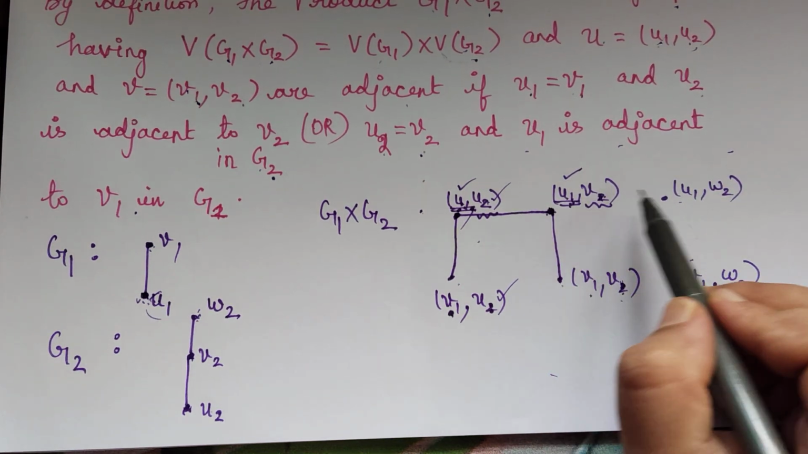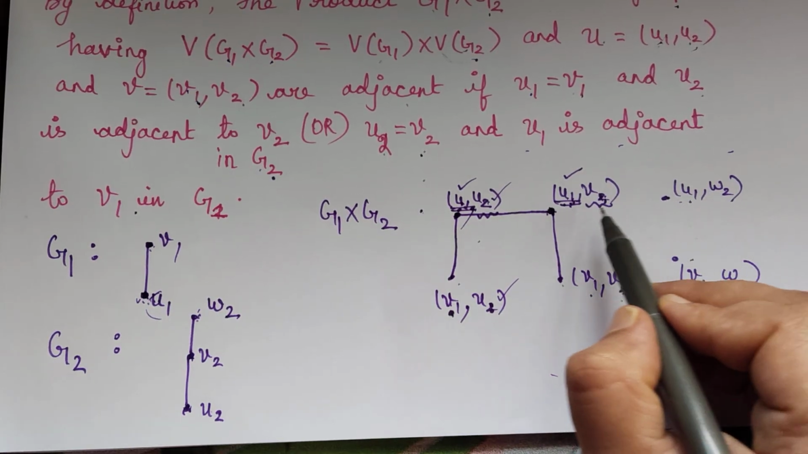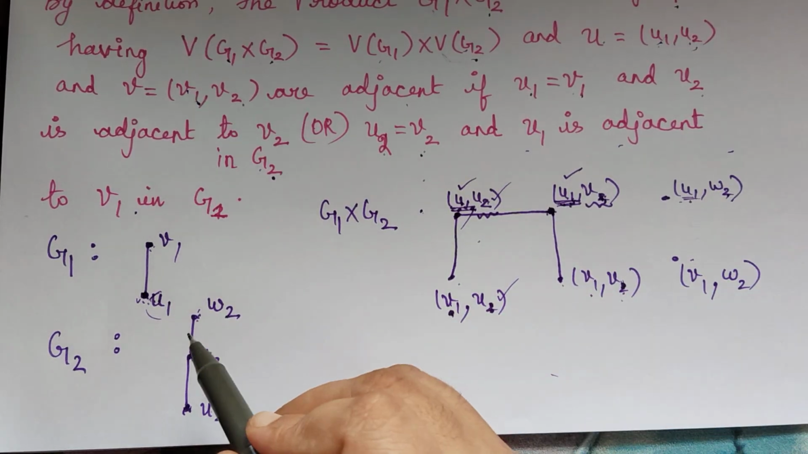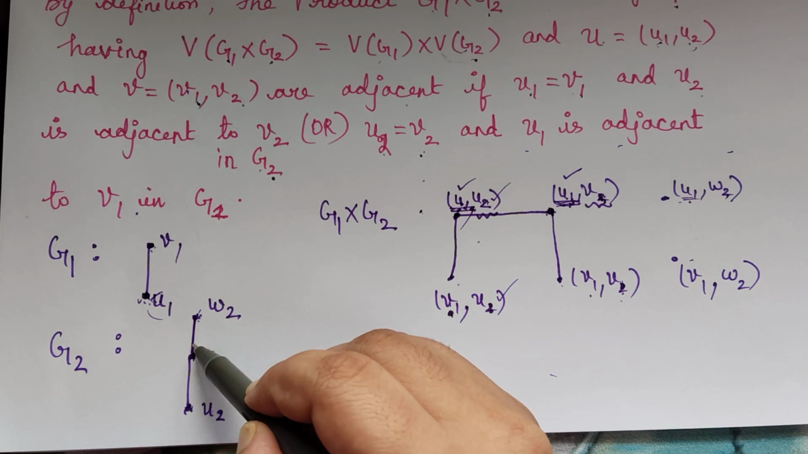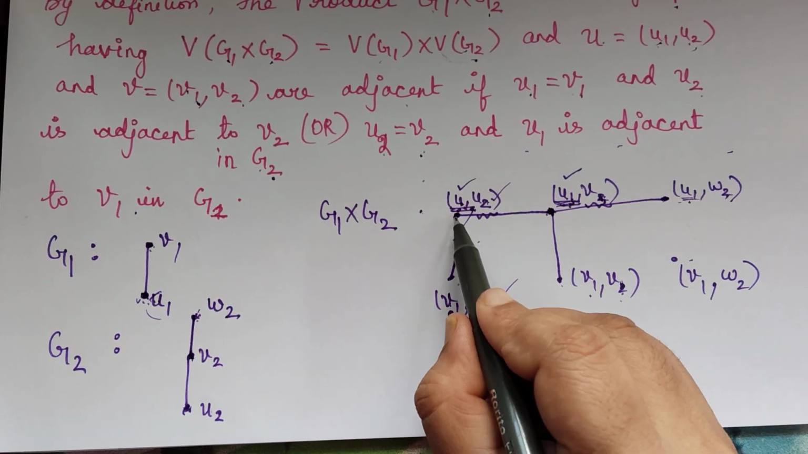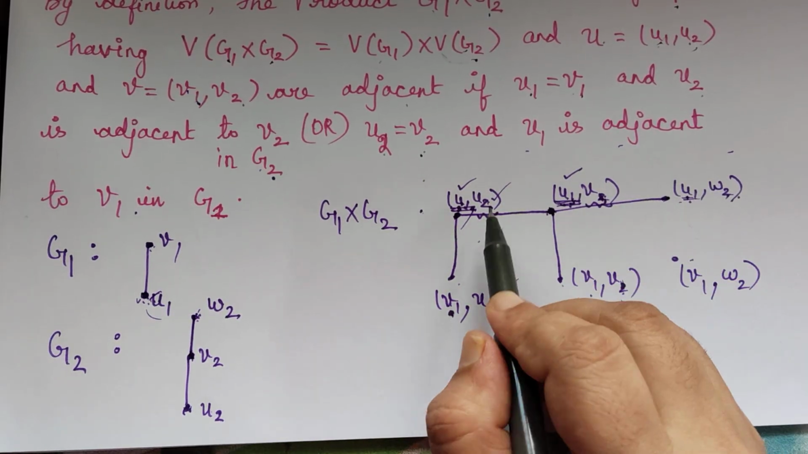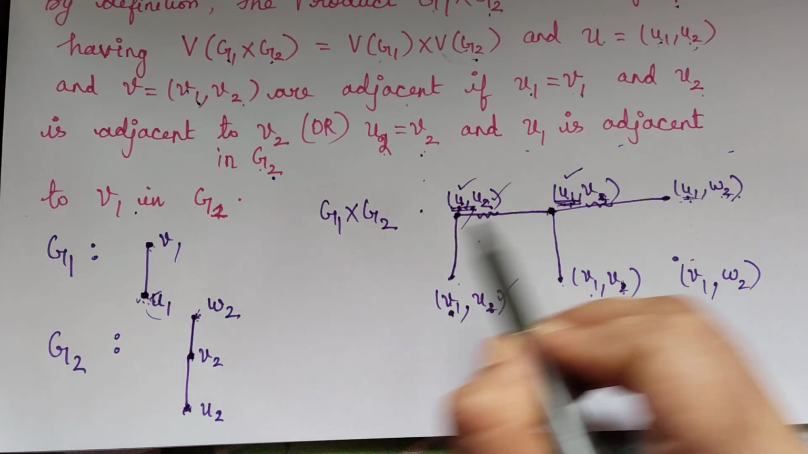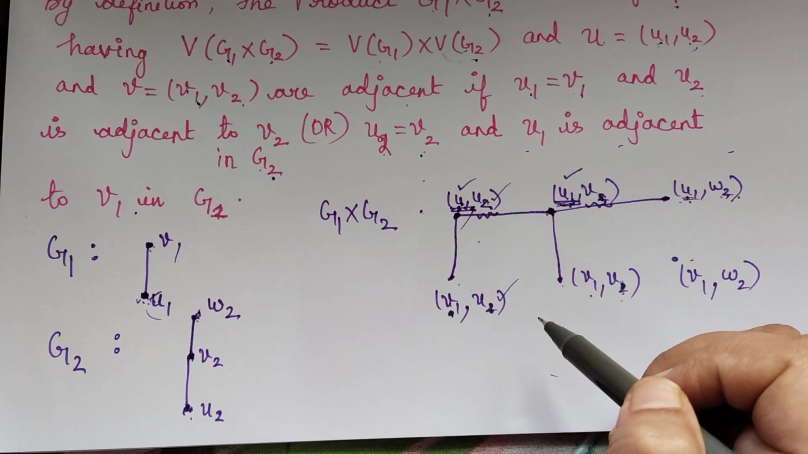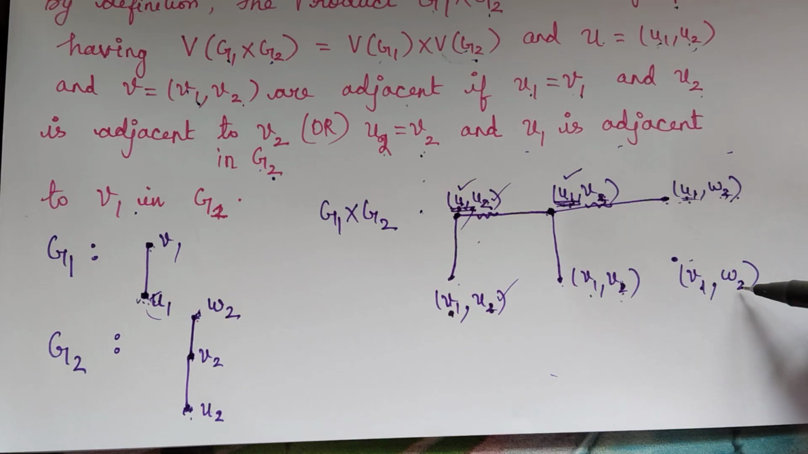Now check this point and this point: u1 v2 and u1 w2. u1 and u1 are equal, so check the other points, v2 and w2. Are they adjacent here? Yes, they are adjacent, so here also they will be adjacent, so draw the line. Now if you check these 2 points, u1 u2 and u1 w2, u1 and u1 are the same, so we have to check whether u2 and w2 are adjacent here. u2 and w2 are not adjacent, so there will be no line between these two. Now these two we will check: u1 v1, w2 w2, so w2 and w2 are equal.